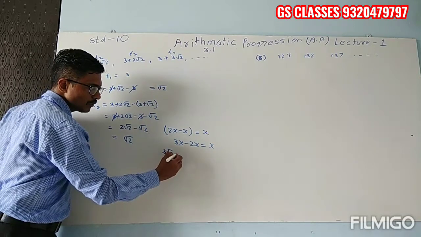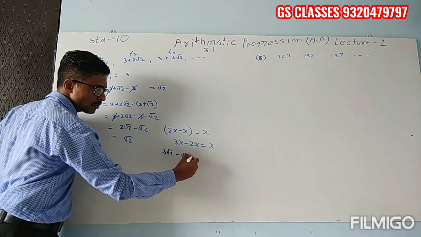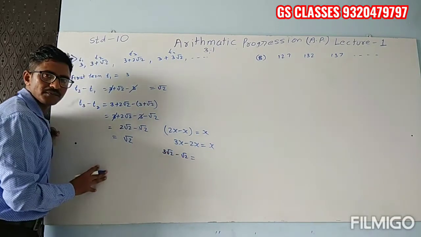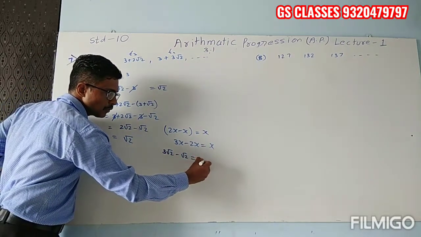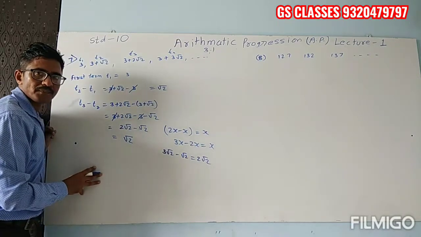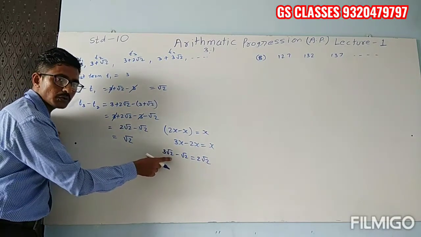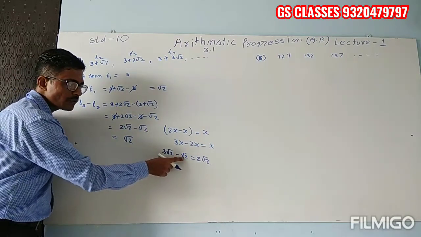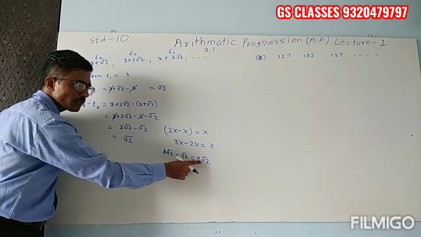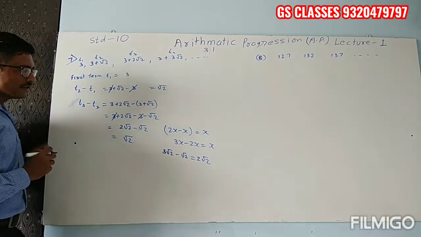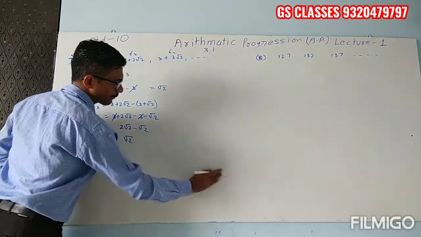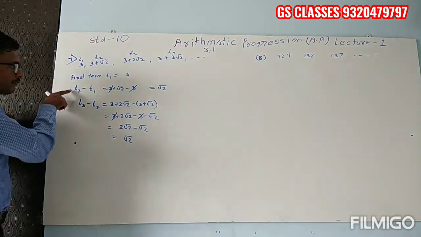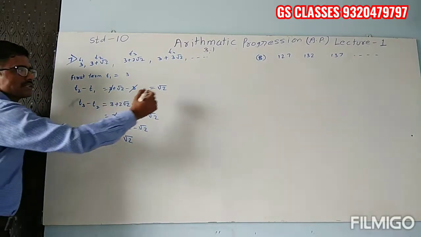3 root 2 minus root 2 is going to be what? It is going to be 2 root 2. Out of 3 root 2, 1 root 2 has gone. So 2 root 2 is remaining. So here the answer is root 2. So for 2 calculations we got the same number.